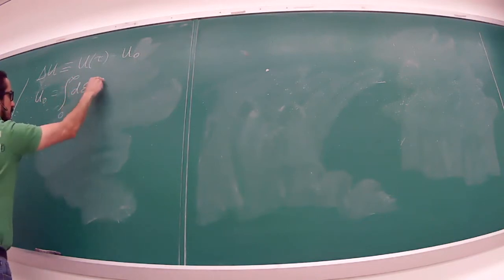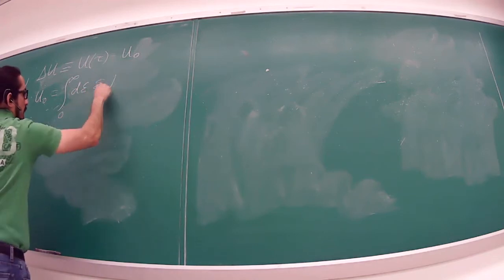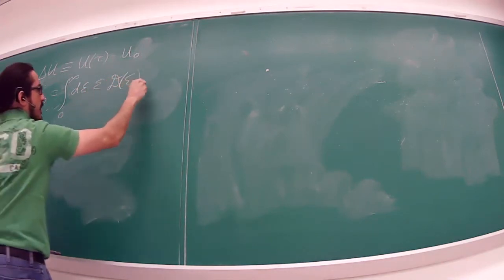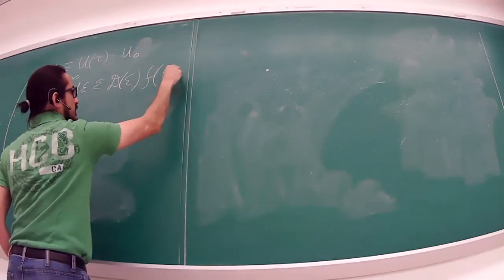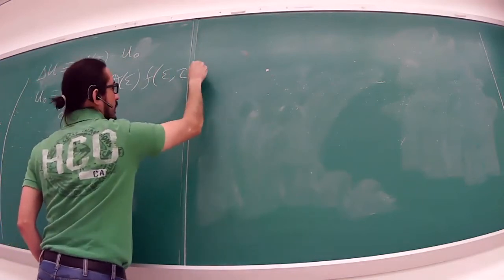So one of the equations that we derived was 7.23 that said that U naught is equal to the integral from zero to infinity of dE E times the density of states times the Fermi Dirac distribution, which is f(E, tau, mu).